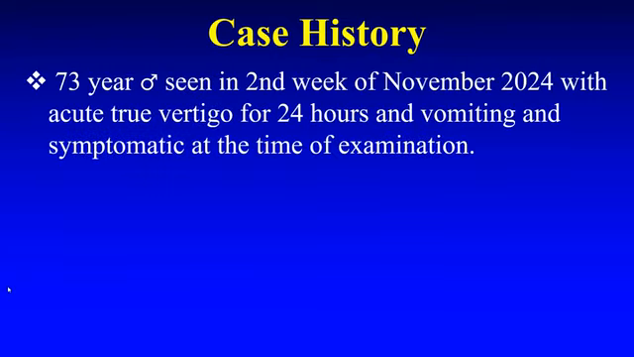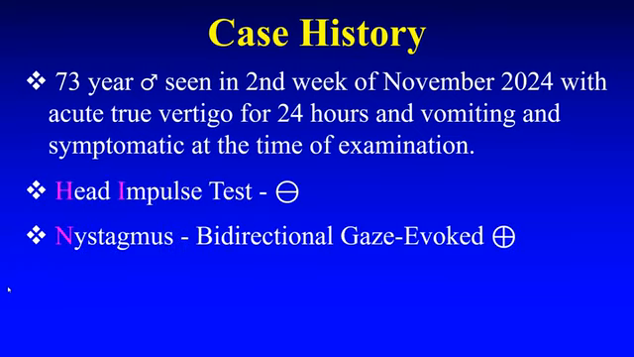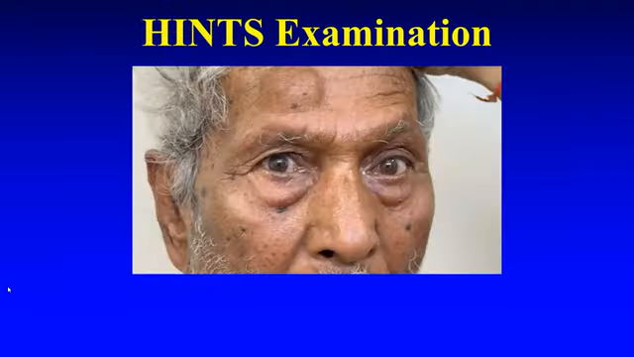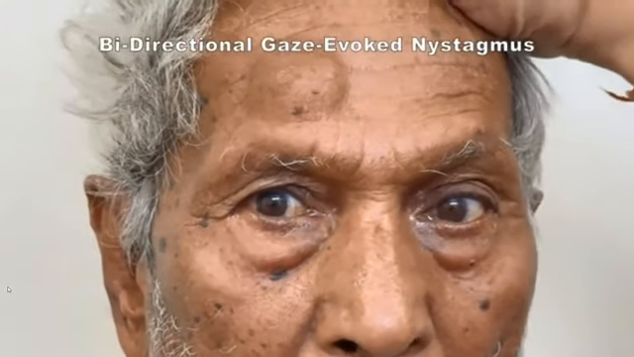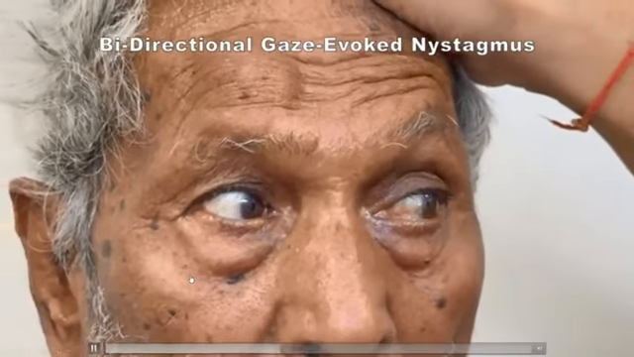This is a 73-year-old patient seen in the second week of November 2024. Acute true vertigo for 24 hours, vomiting and symptomatic at the time of examination. Head impulse is negative. Bidirectional gaze-evoked nystagmus. Test of skew positive. On right gaze there is a right beating nystagmus. On left gaze there is a left beating nystagmus.